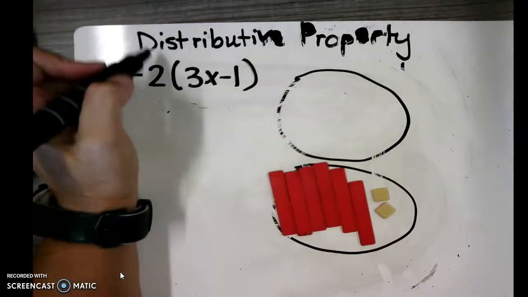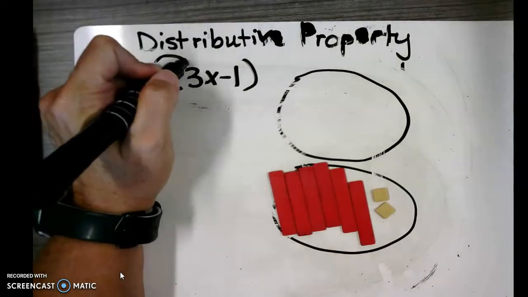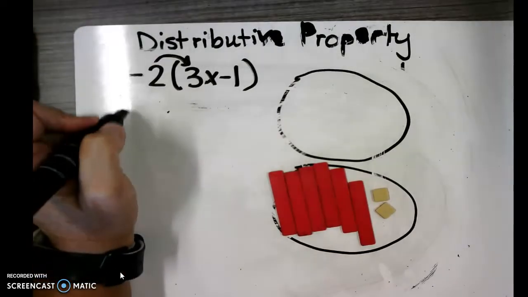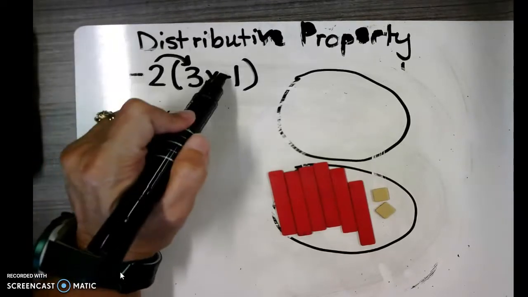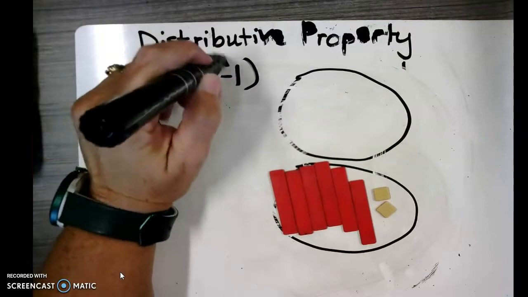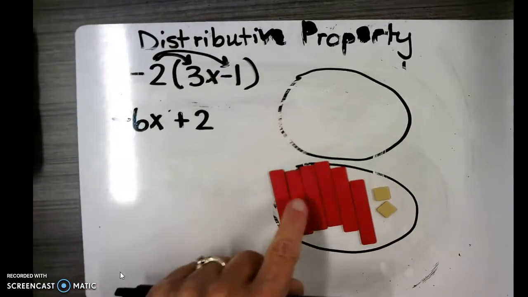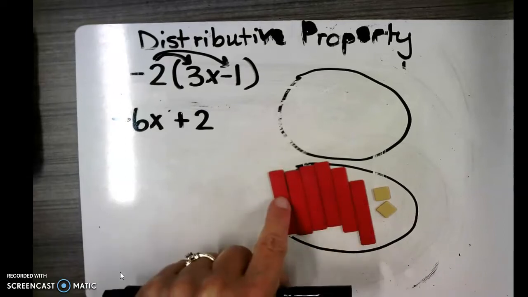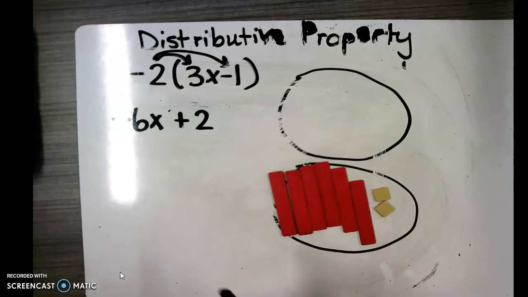So let's double check when we multiply it out. When we do our algorithm, I'm going to take negative 2 times 3x. That does give me negative 6x. Negative 2 times negative 1. That does give me a positive 2. And that does match what I have here. I have negative 6 x's because they're red, and I have 2 positive constants.